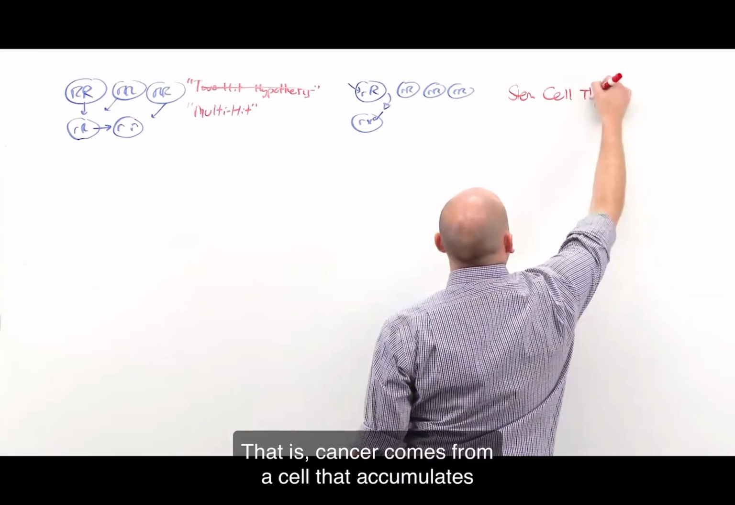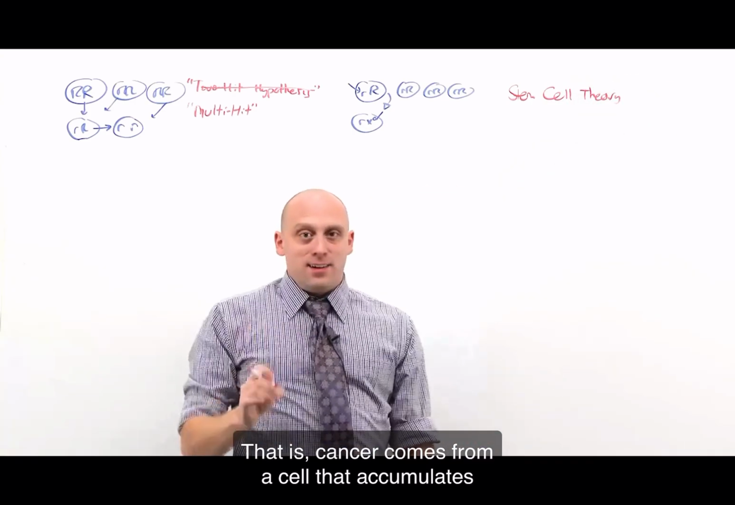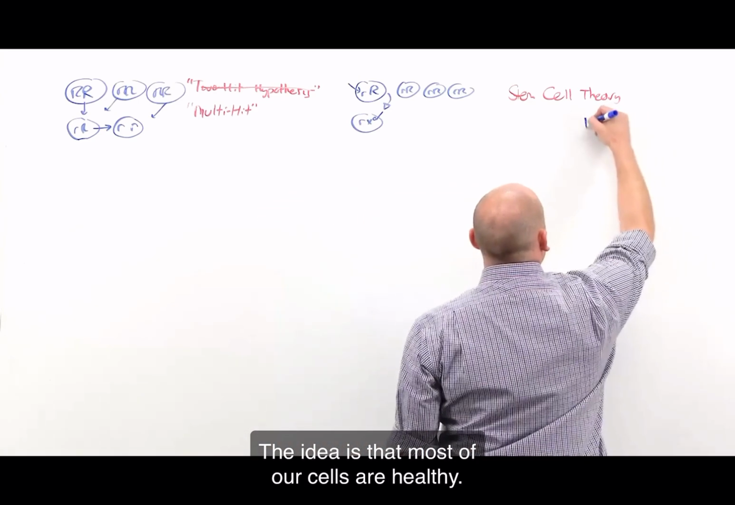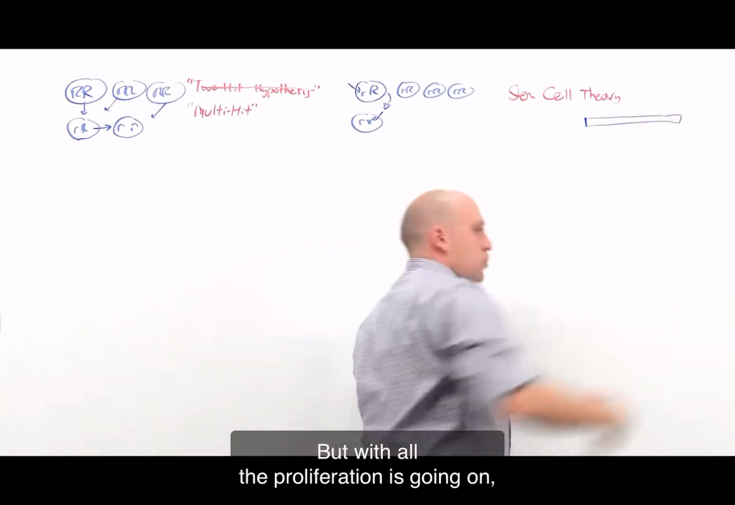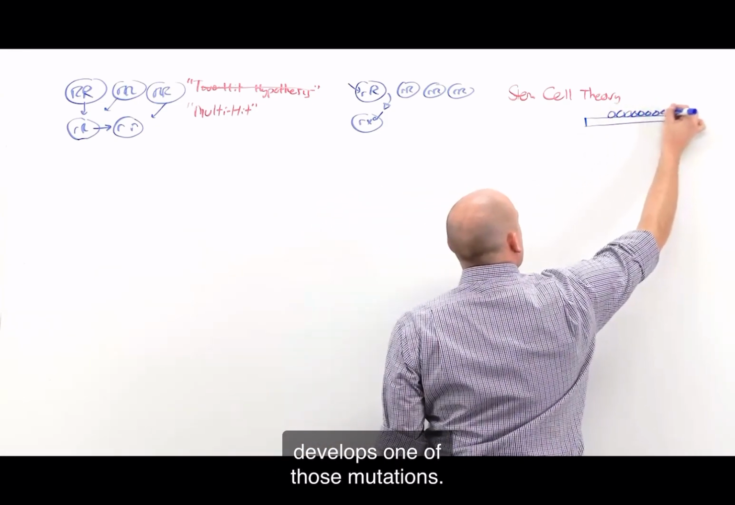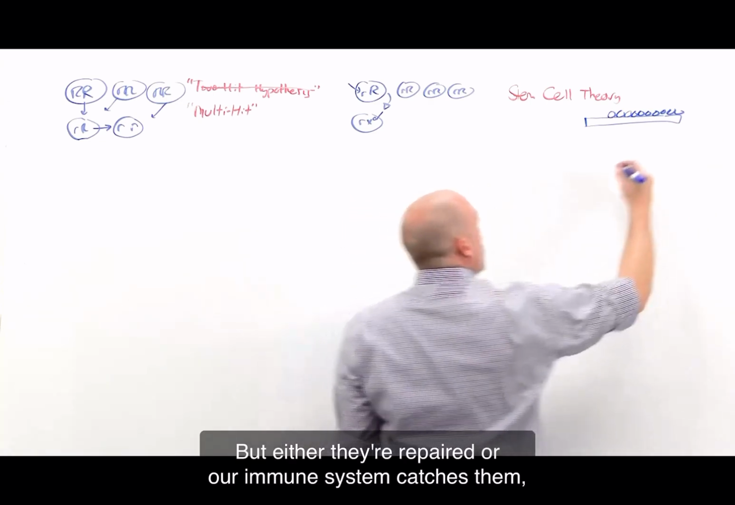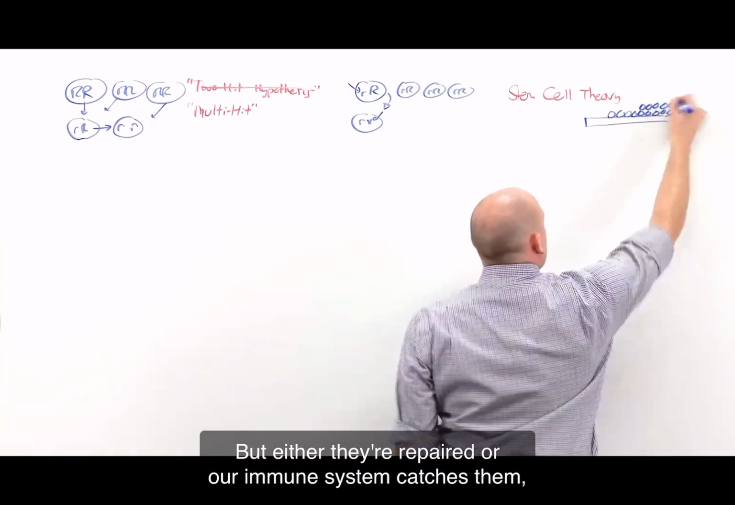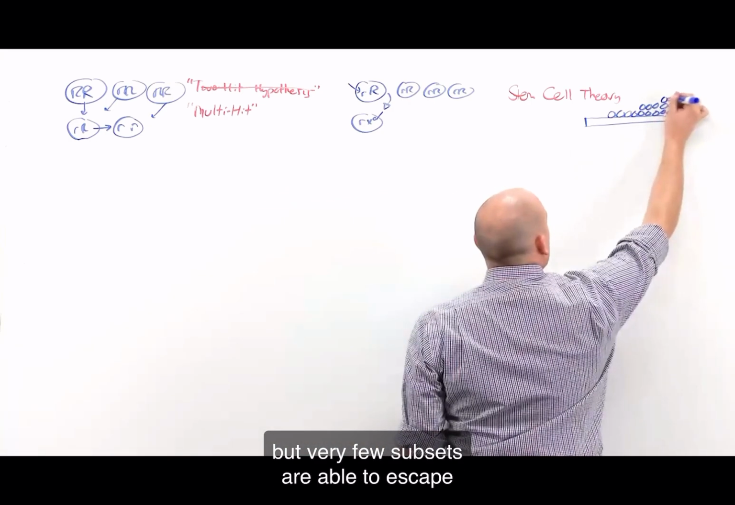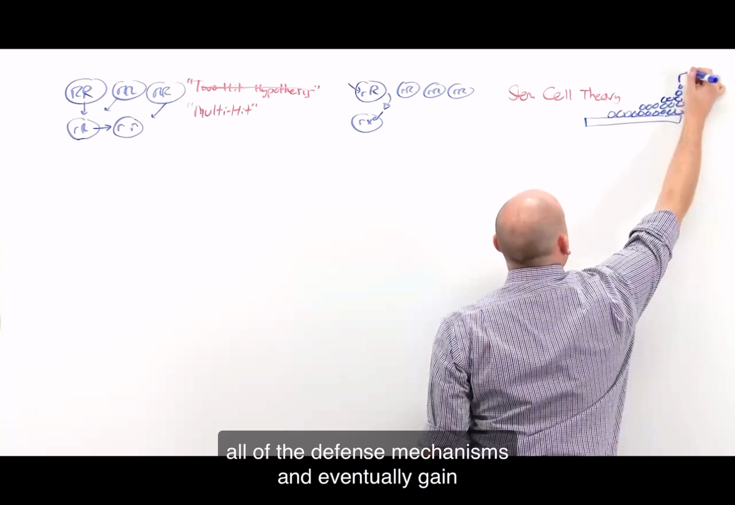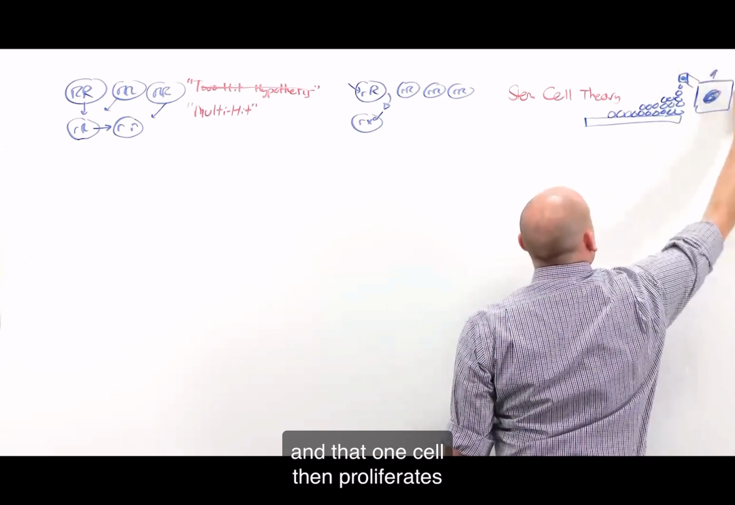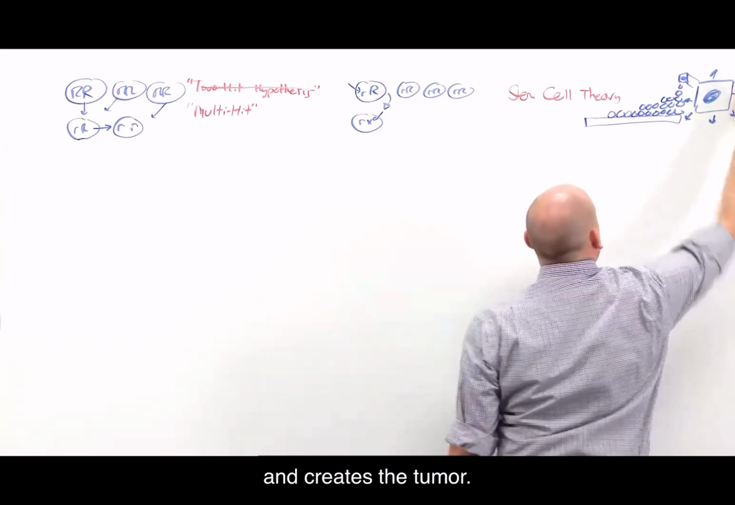That is, cancer comes from a cell that accumulates multiple mutations. The idea is that most of our cells are healthy, but with all the proliferations going on, mutations occur. And so a bunch of cells develop one of those mutations. But either they're repaired or our immune system catches them, so that reduces the population which retain the mutation. But a very few subset are able to escape all of the defense mechanisms and eventually gain all of the mutations required to be a malignancy. And that one cell then proliferates and creates the tumor.